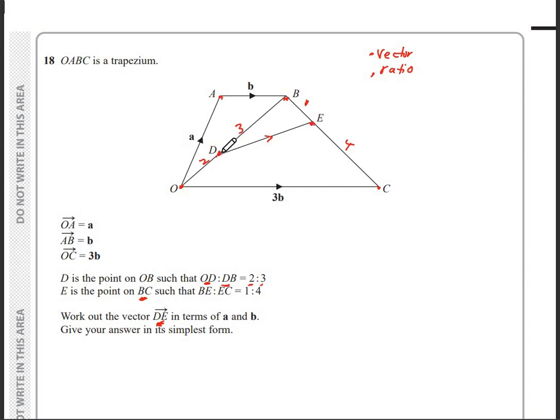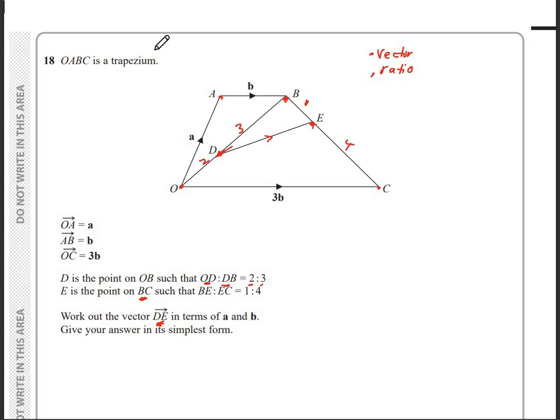So there's no other triangles apart from this triangle here. Notice this is not a triangle, this is another trapezium. So we want to go in a triangle manner here. So to get from D to E, we can go from D to B and then from B to E. Okay? So in order for me to find DE, I must go from D to B and then B to E. Okay?